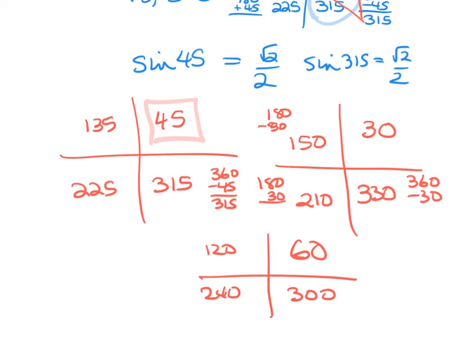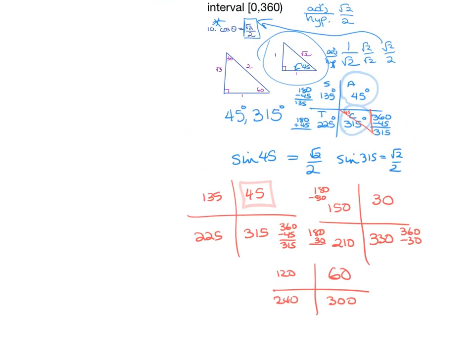If this same problem, if instead the question was find cosine of theta when it's negative root 2 over 2, then that's when I'm going to look to see which quadrants cosine's negative. So in that particular problem, then it would be the 135 and the 225.